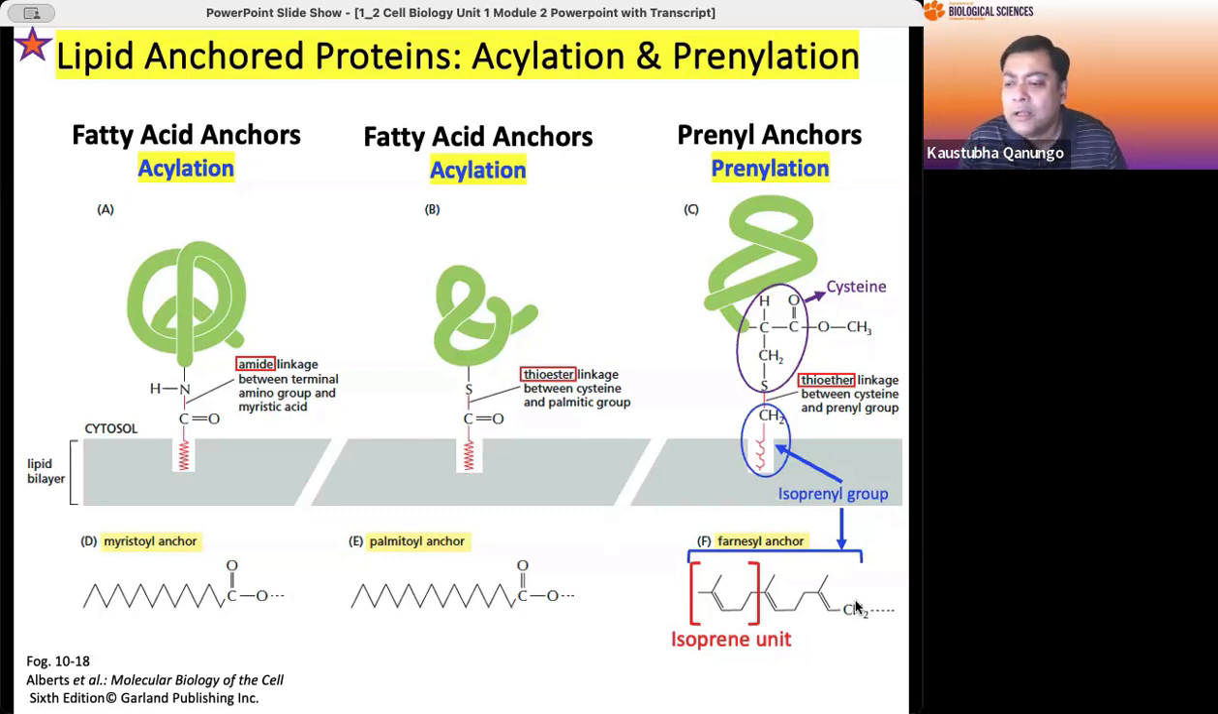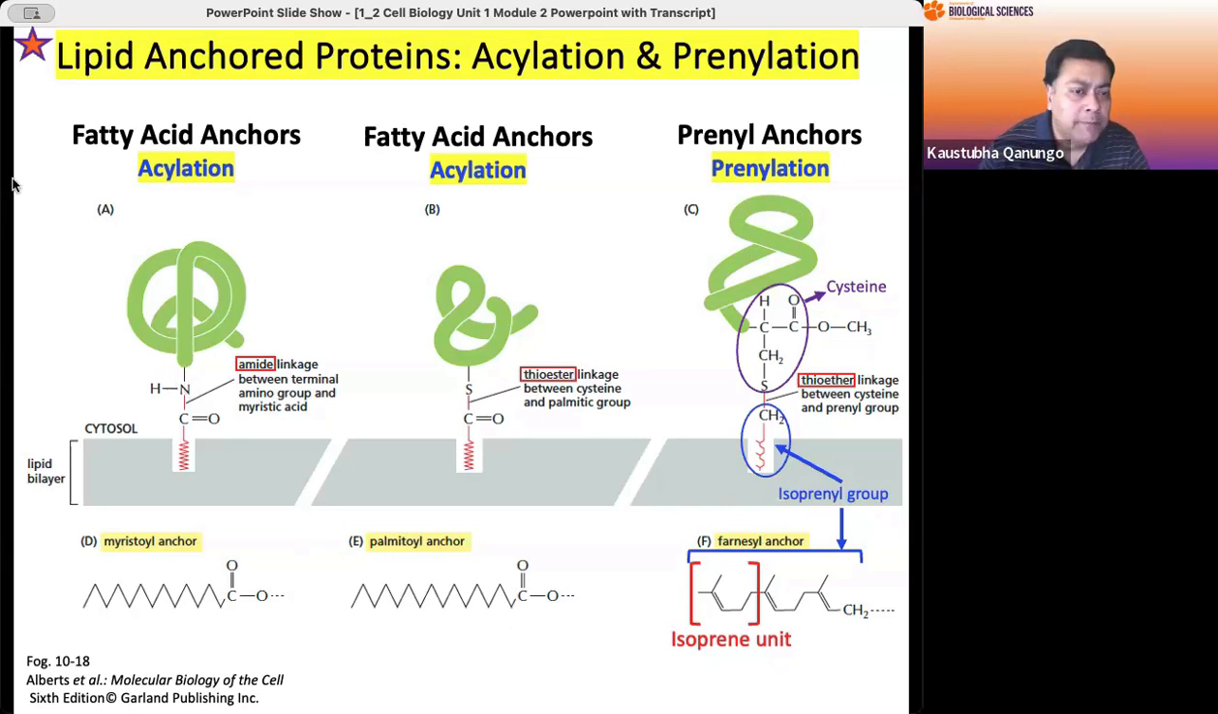Whereas here, it is an isoprenyl group. It's a farnesyl anchor, which is another isoprene unit group. You have this repeated isoprene unit, and this is isoprene-based prenylation. So this is prenylated. But both of the others are acylation, because you're acylated with a fatty acid, and this is prenylated by a farnesyl isoprene unit. So here you have an amide linkage.